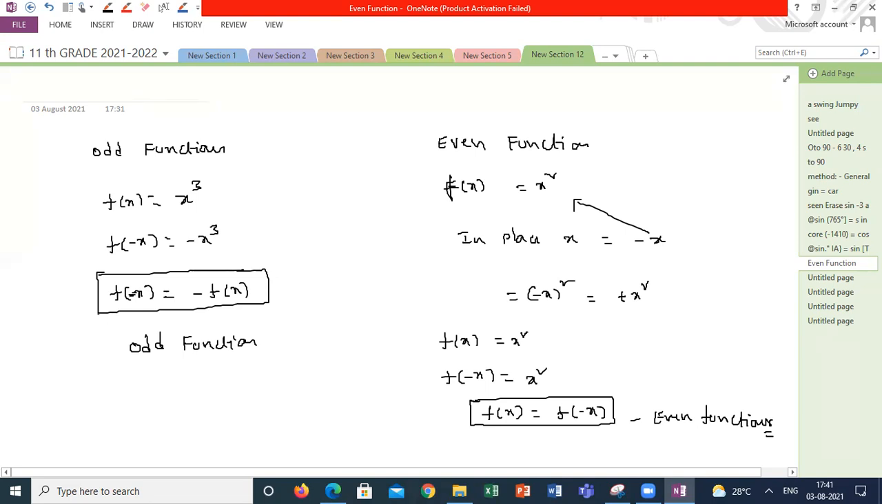Understood, guys? Now, one example. Modulus of x, even or odd? Even. Modulus of x, even or odd? Even.